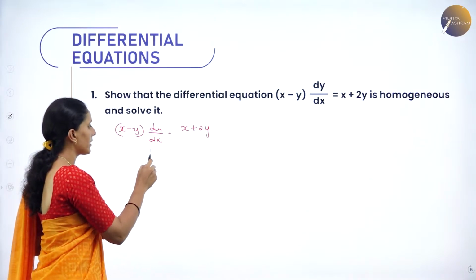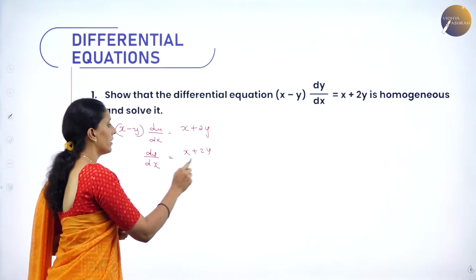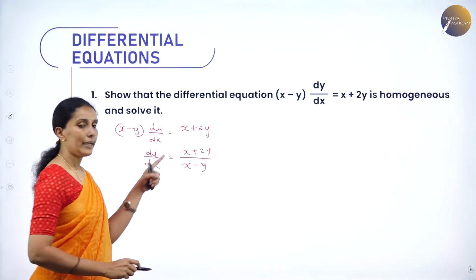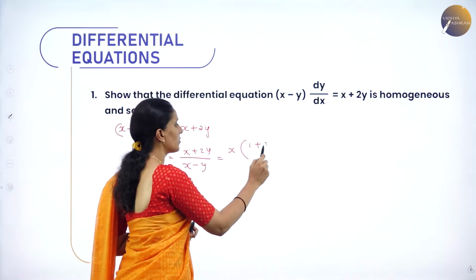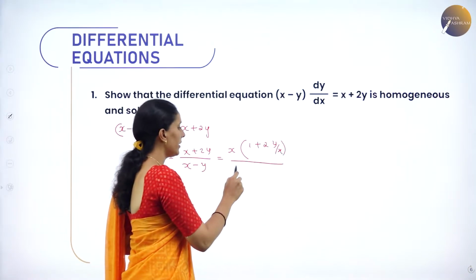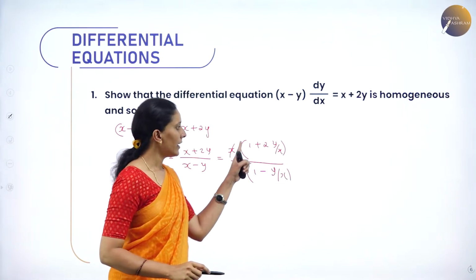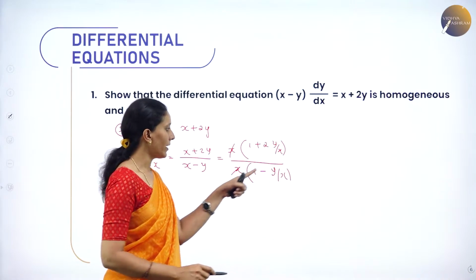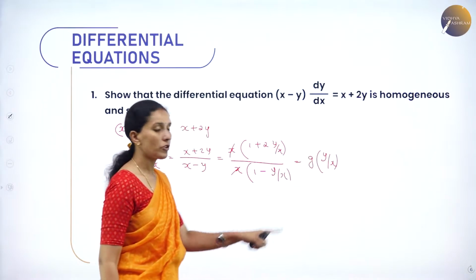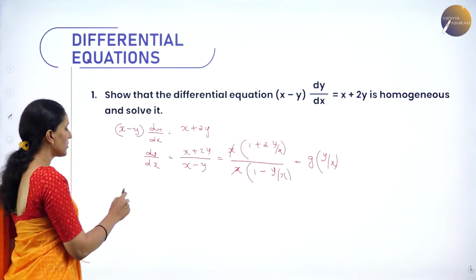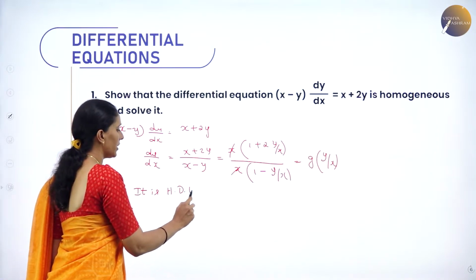Now take dy by dx here. So dy by dx becomes x plus 2y over x minus y. Take x as a common factor in both numerator and denominator, then it becomes x into 1 plus 2 into y by x, over x into 1 minus y by x. So x cancels. Clearly the function is expressed in the form of y by x. So this is of the form g of y by x, where all variables are expressed in terms of y by x. Therefore, it is a homogeneous differential equation.